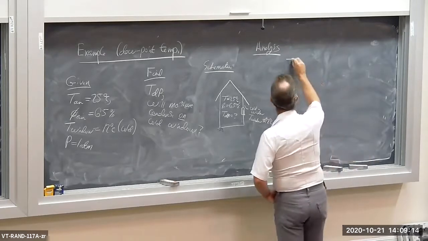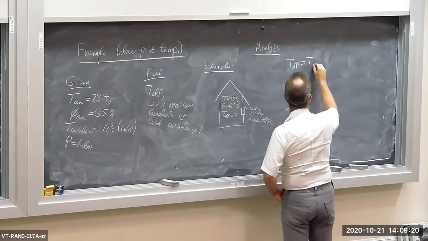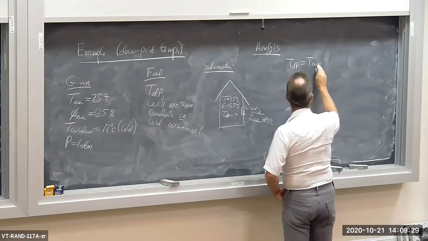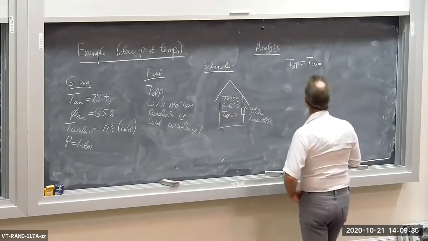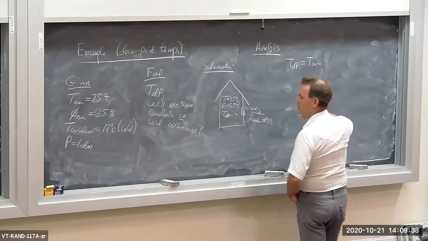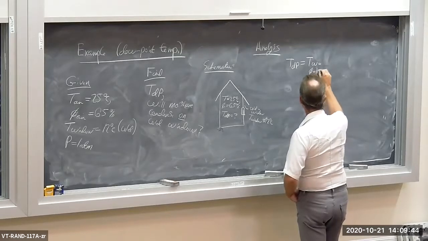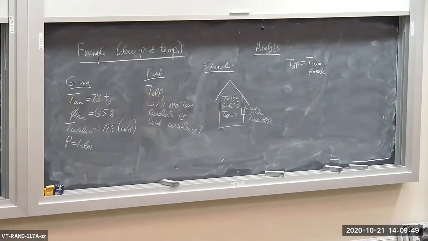So T dew point is equal to the temperature evaluated at omega equals something. We don't know what the absolute humidity is in the room. We're going to find out in a moment. So it's the temperature at which omega equals something and the relative humidity equals 100%. So let's use a psychrometric chart here and figure out what our state is for the air in the room.